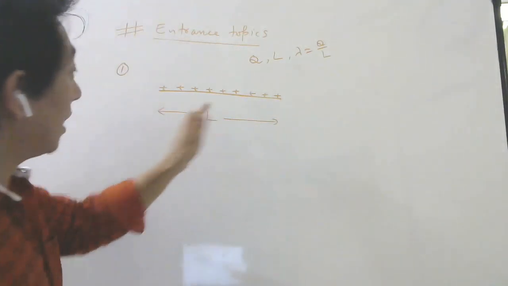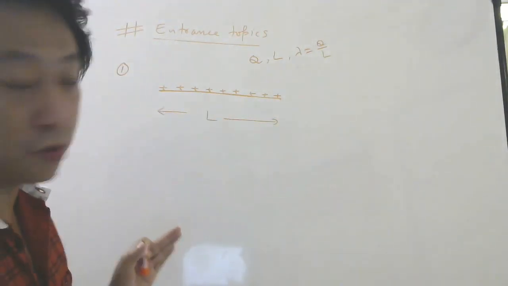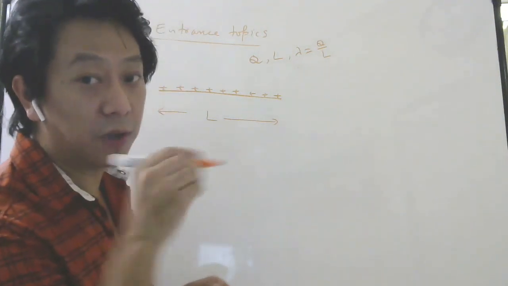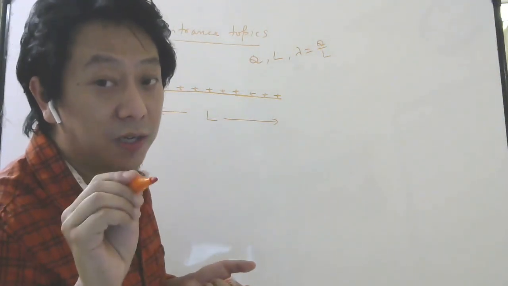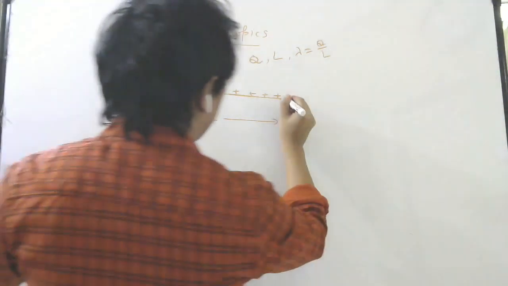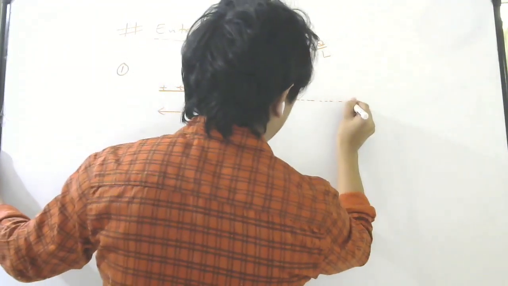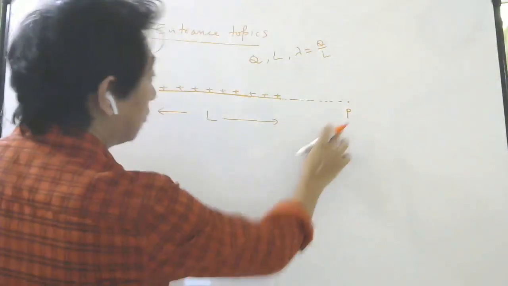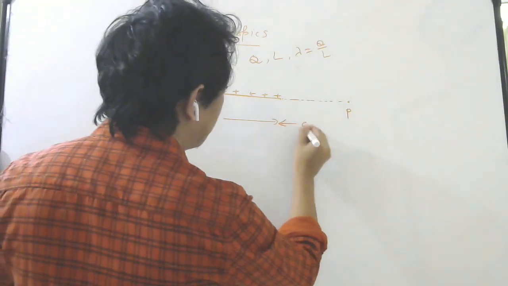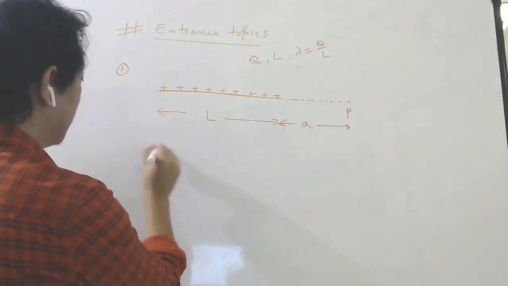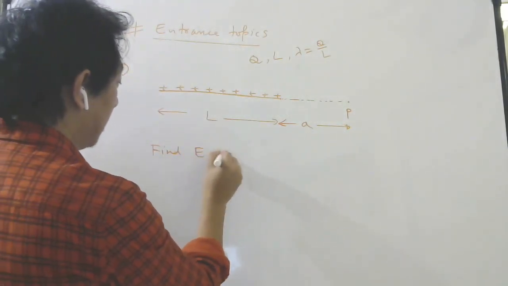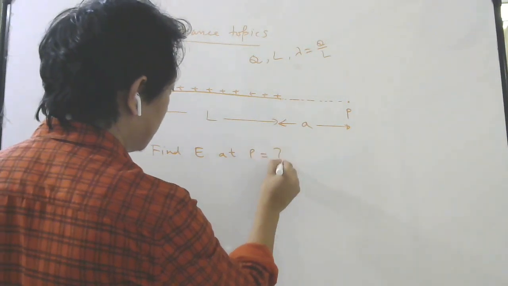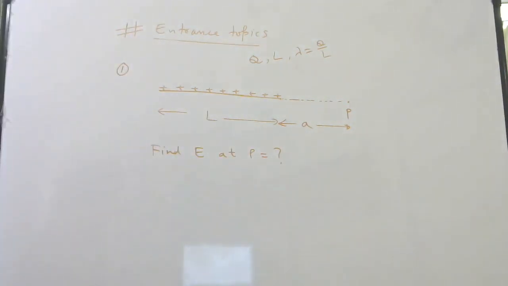And since you want electric field due to this distribution, you have to choose some point where you want electric field. That point is called observation point. So let me choose the point here. And how far is this point? Let us say it is at a distance A from this end of the wire. Okay. So the question is, find electric field at P. So P is your observation point. Fine. So let us see how to do this.